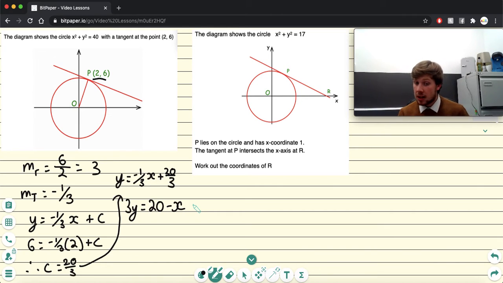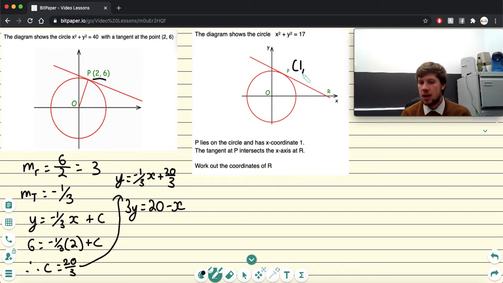The next question was slightly different. We're given a diagram of x squared plus y squared equals 17. Point P lies on the circle which has an x coordinate of 1. So I'm looking at P, it's got an x coordinate of 1. I want to find where the tangent at P intersects with the x-axis, so I'll work out the coordinates of R.